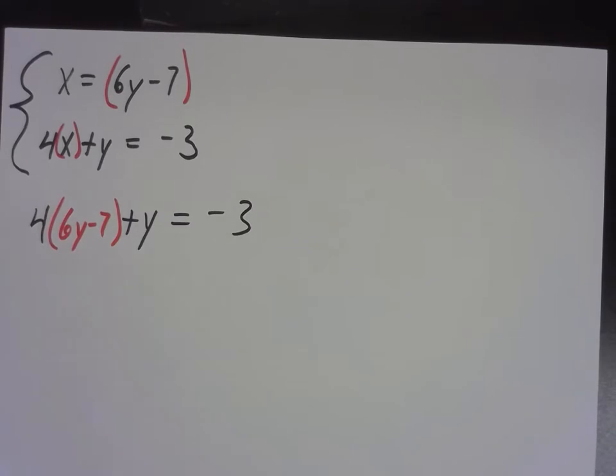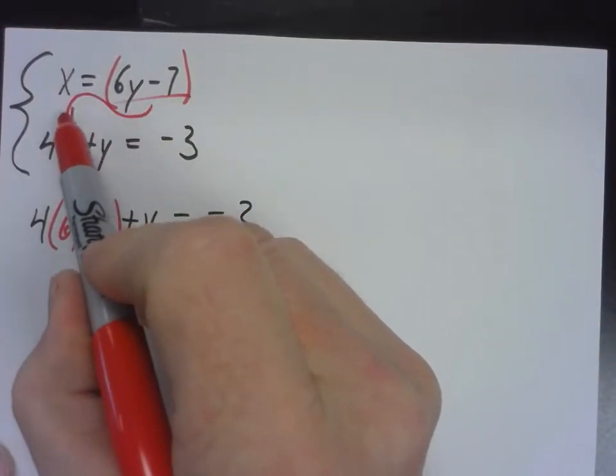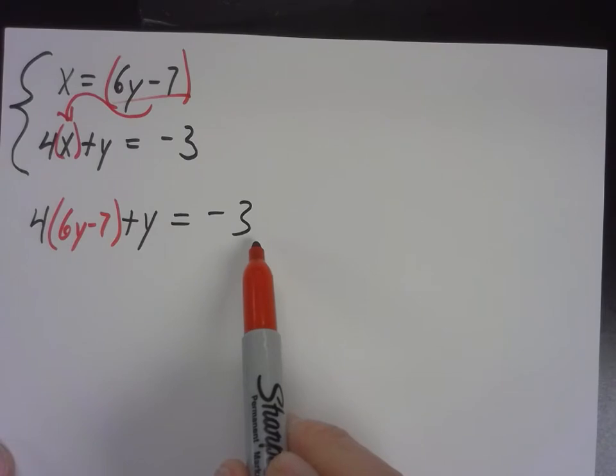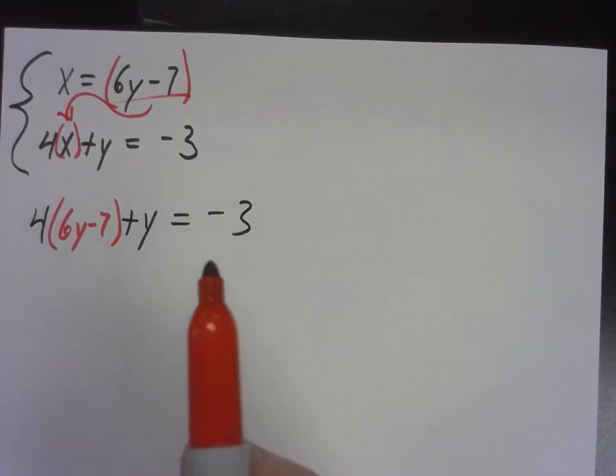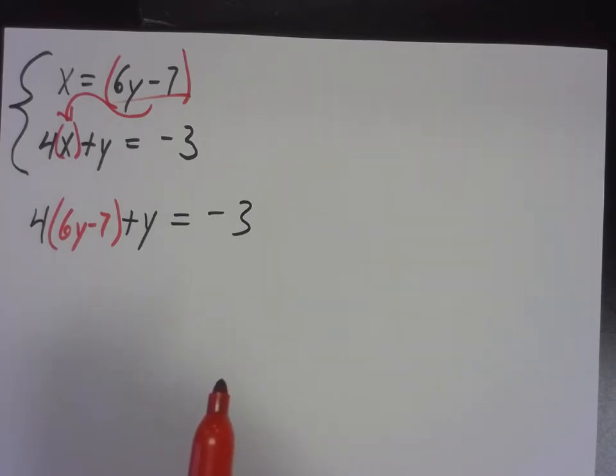Do you have the 6y subtract 7 in parentheses? Okay, so everyone understands what we did. We took what x is equal to and we substituted it for x, and now look at our new equation. Do we still have two variables? No, we don't. You only have one variable. We're good to go now, right? Okay, so now what? Solve it.